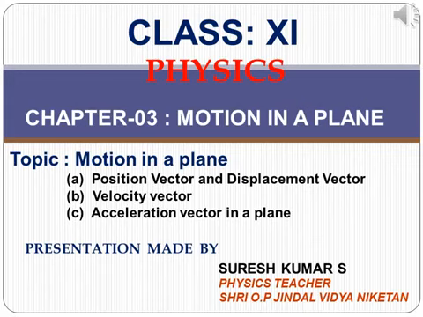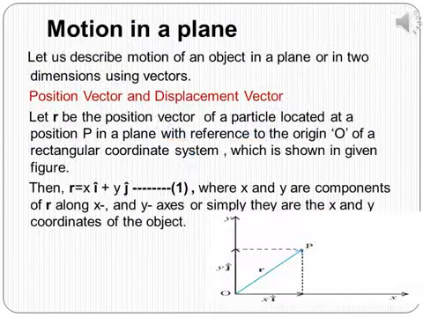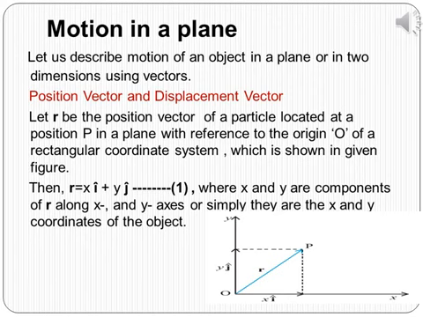Today, I would like to present very significant parts of the chapter Motion in a Plane, which are A. Position vector and displacement vector, B. Velocity vector, and C. Acceleration vector in a plane. The most important part of this chapter is motion in a plane. Let us describe motion of an object in a plane or in two dimensions using vectors.